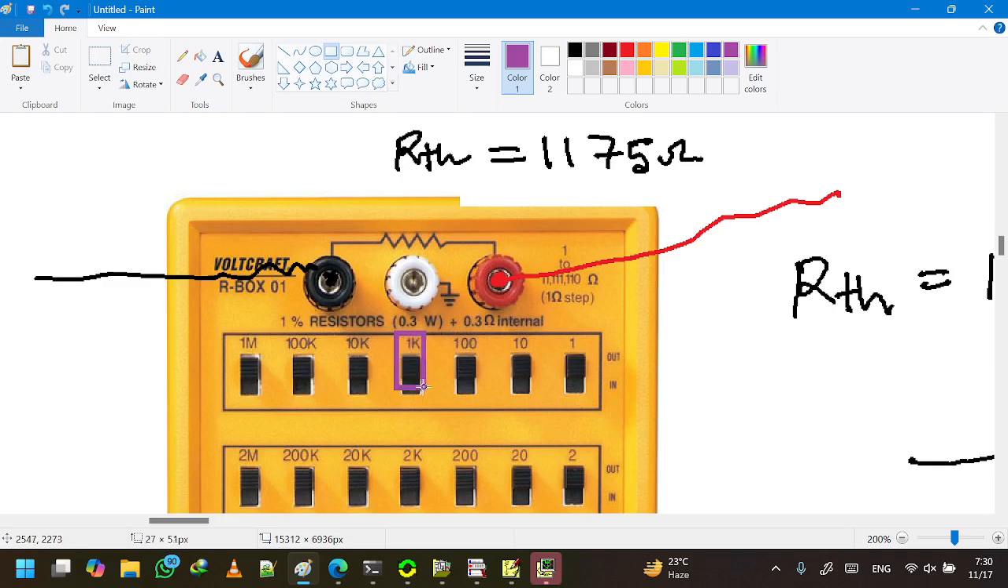For example, we have this 1 kilo over here. So we can say that this is 1 kilo ohm. So turning this switch on will make this 1000 ohm. Then we can take another resistance, which is this one, 100. So this is 1100. Now we still have to account for 75. So 7 and 5 is there.